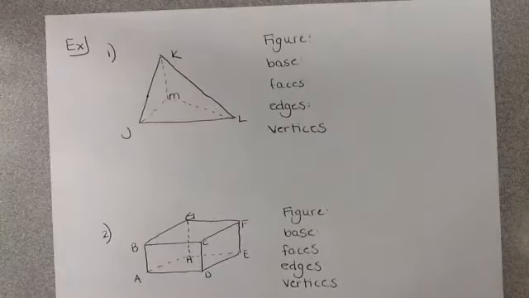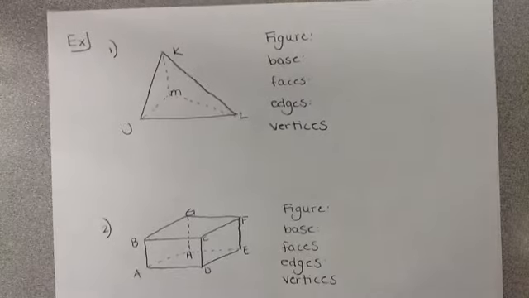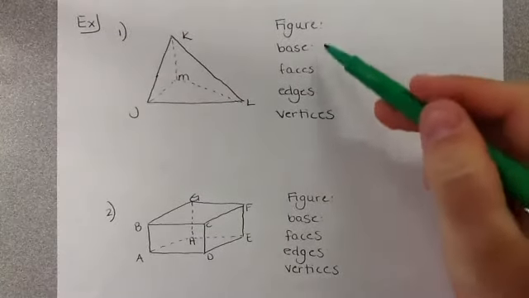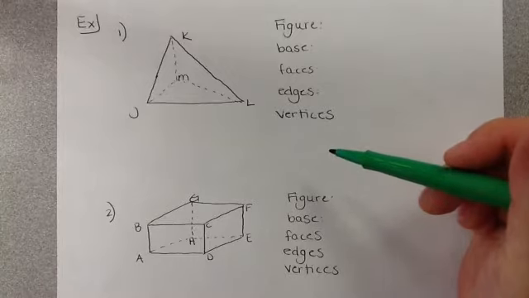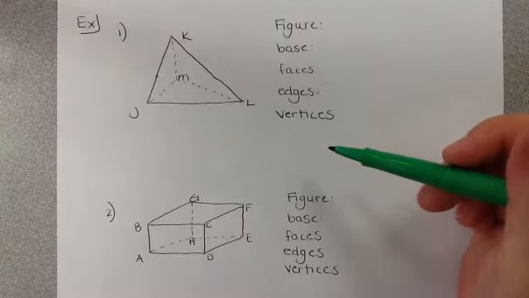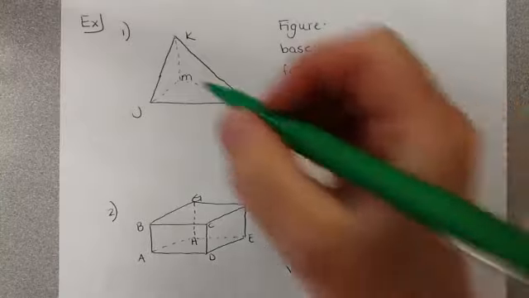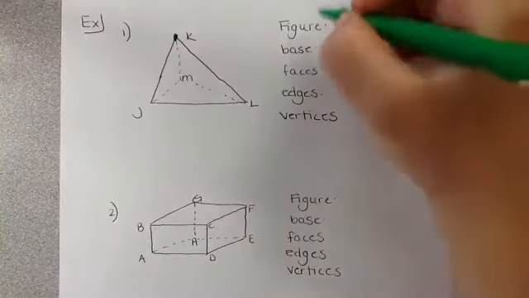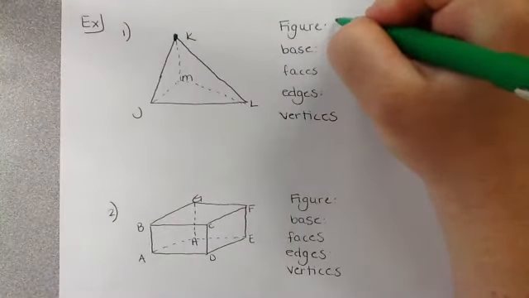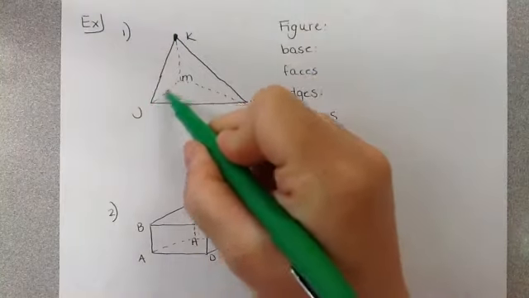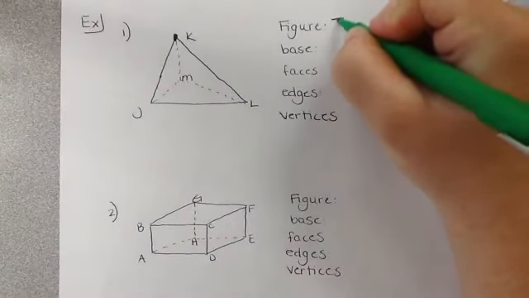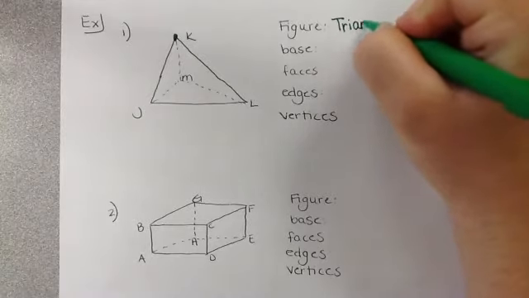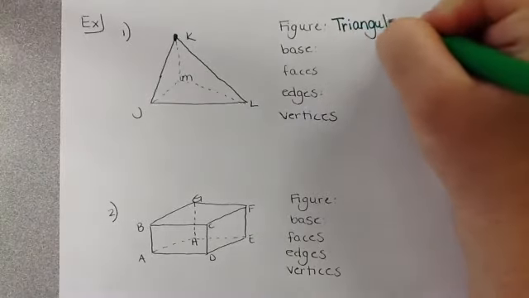Let's try some of these naming. So looking at this figure, we're going to name these 5 pieces. First of all, is this a pyramid or a prism? It comes to a point, so it is a pyramid. And what is the shape of the base? So this is a triangular pyramid.